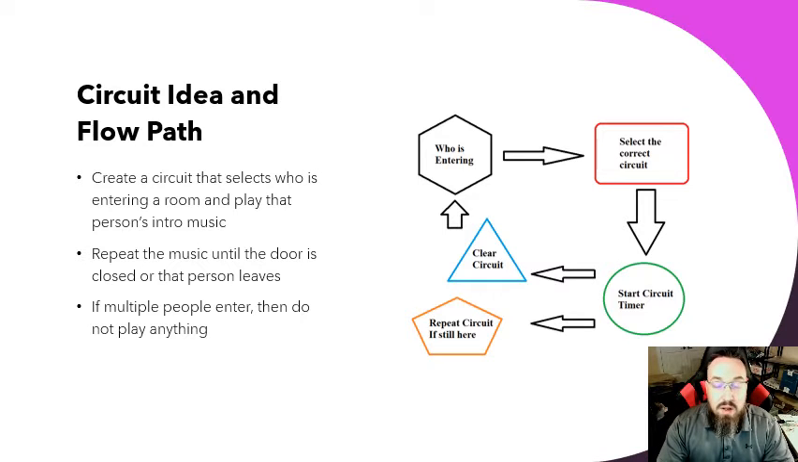Now, if someone else were to enter the room, it should stop the circuit, as well as if they leave or if the door shuts. And as long as they're in there and the door is open, the circuit would play the individual song and then repeat it as long as those conditions are met.